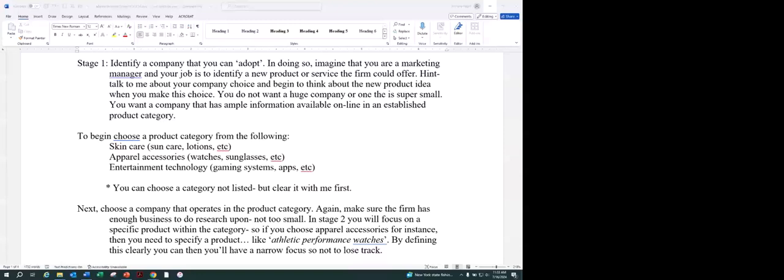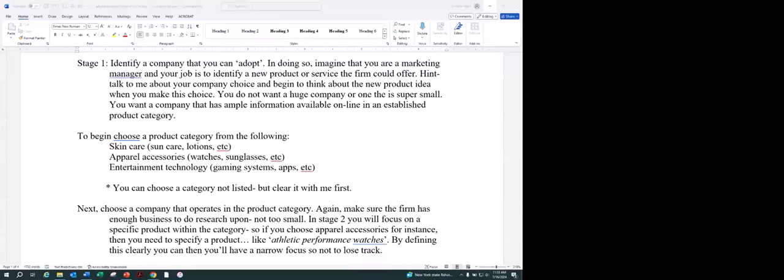Okay, and so as we walk through this process, again, it's never too early to think about this big third component. When you're choosing your company and your industry, you're choosing also a market at the same time. Okay, so you've got to think of all three of these together simultaneously.